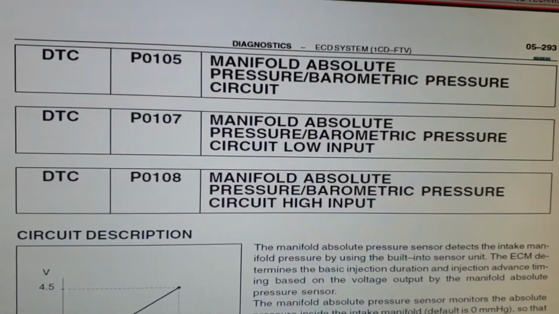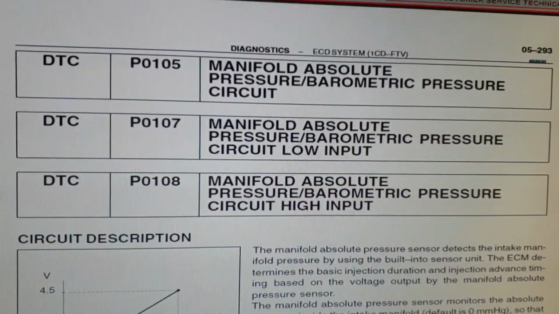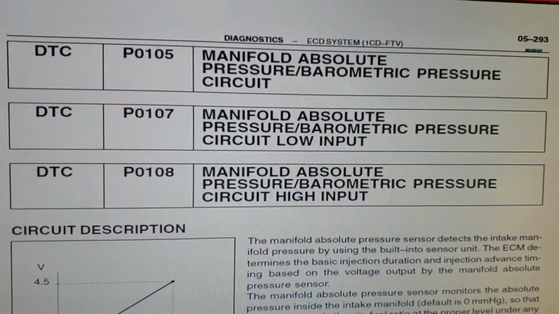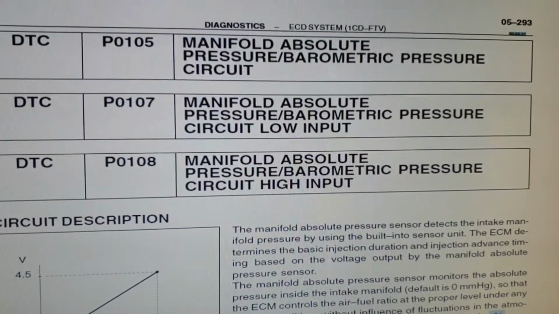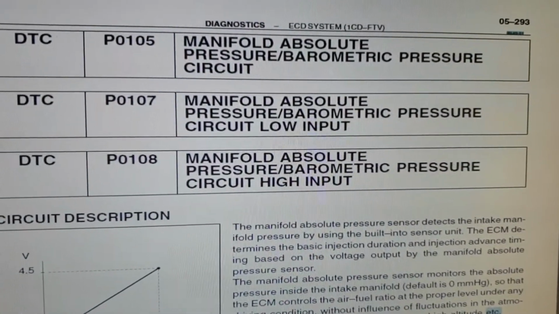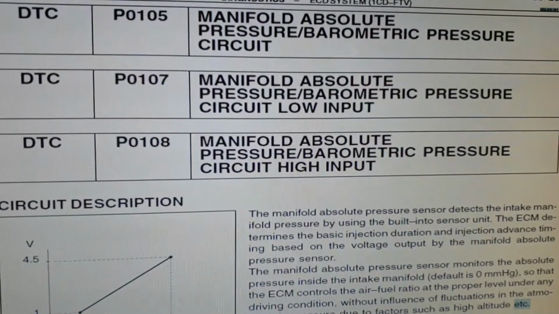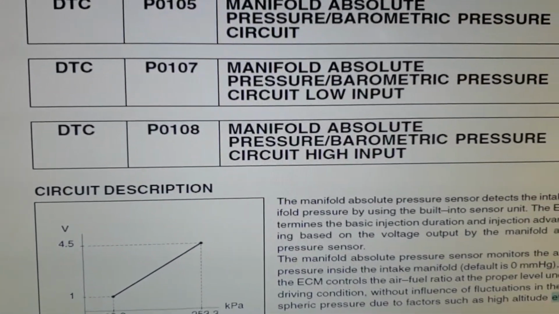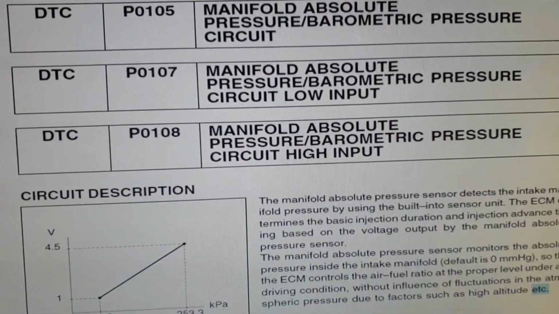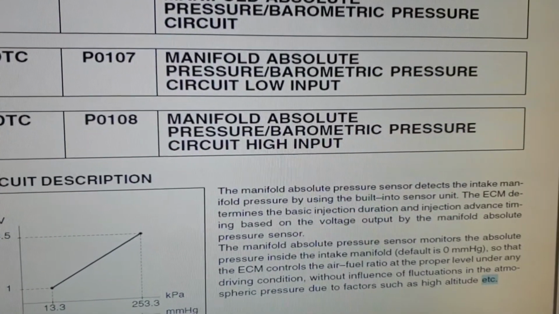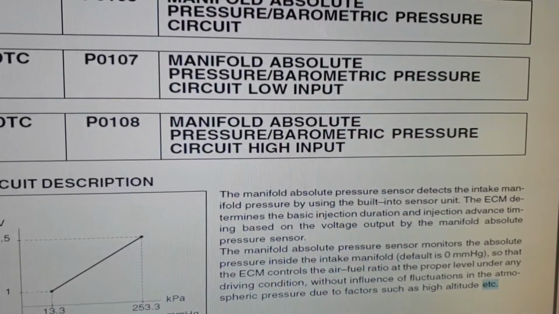So okay, we have the DTC P0107 explained in the manufacturer service manual for this vehicle. P0107: manifold absolute pressure, barometric pressure circuit low input.